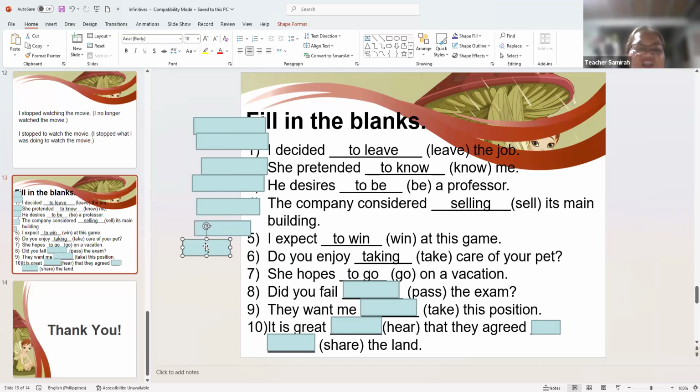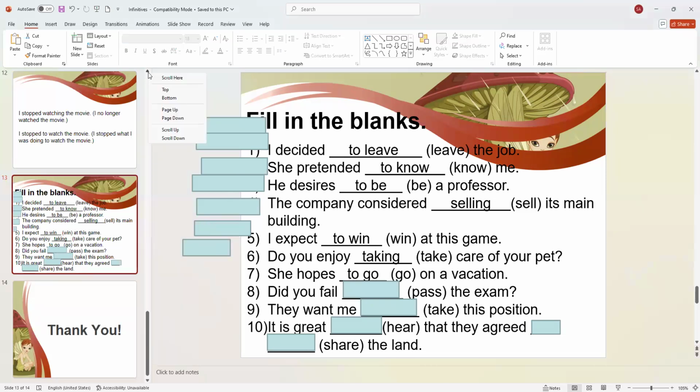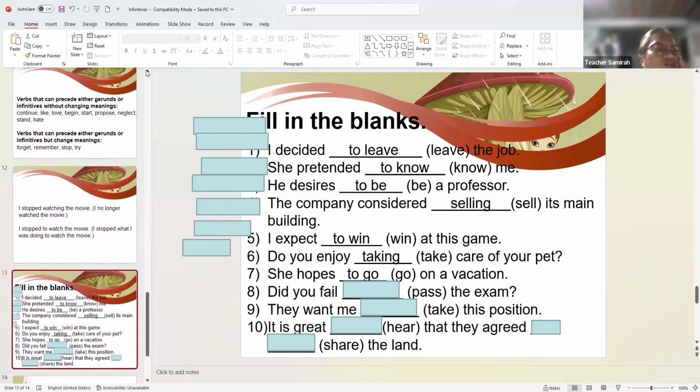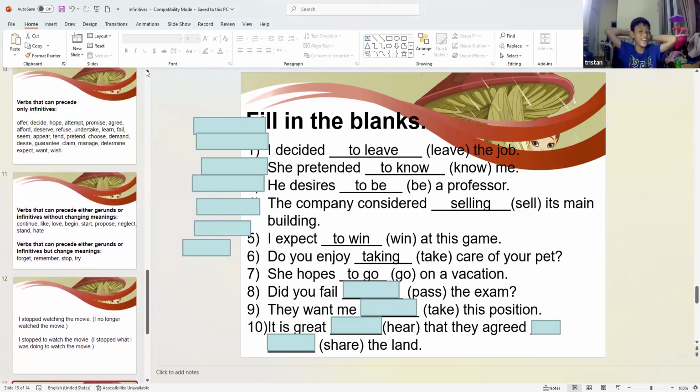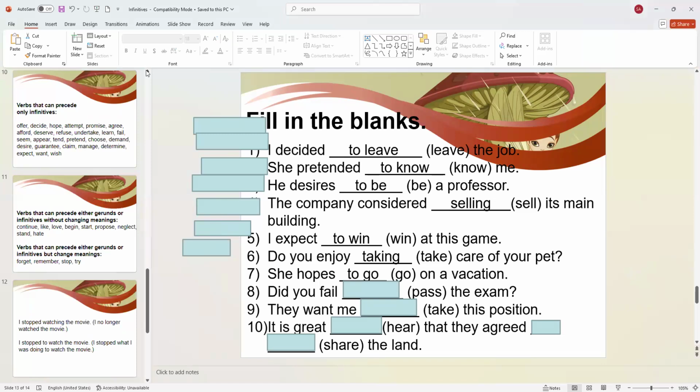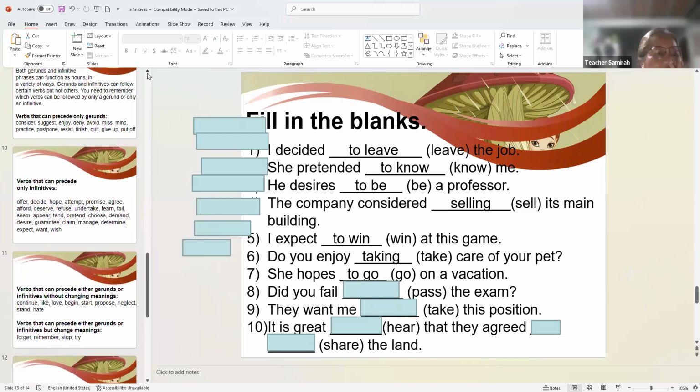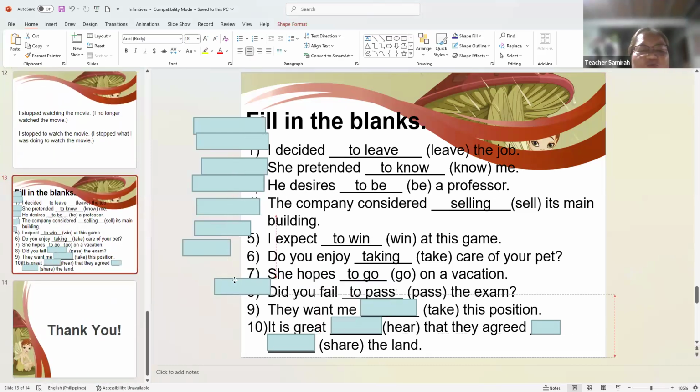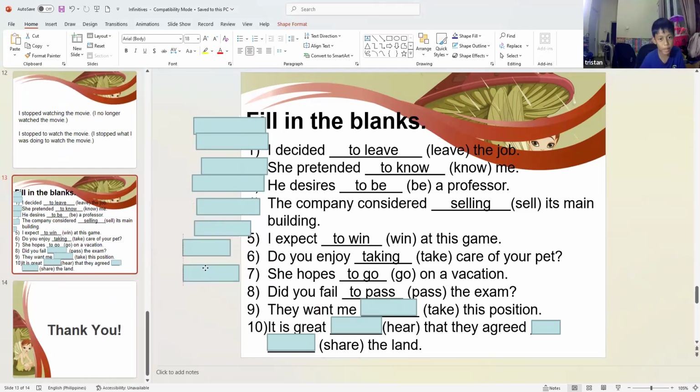Next, number 8. Did you fail blank the exam? Passing. Is it passing? Are you sure? Let me see. To pass. If your answer is "to pass," then you have to check your answer. Did you fail to pass the exam?